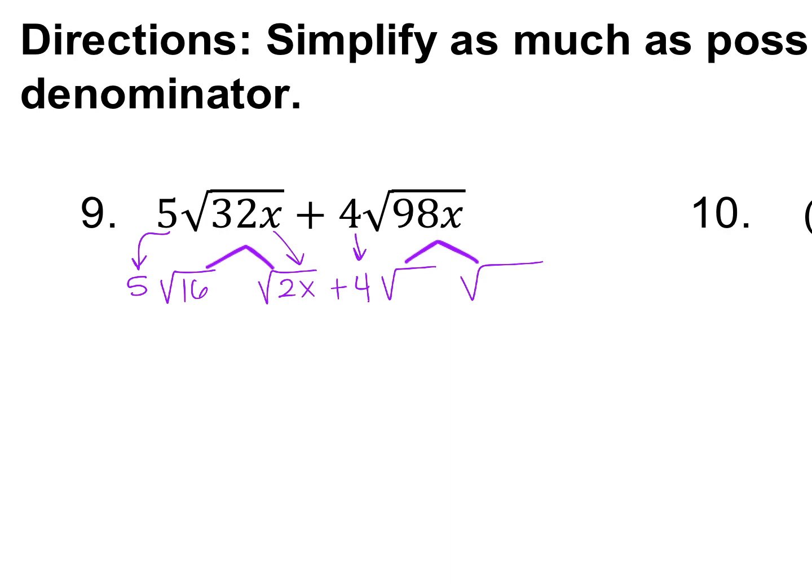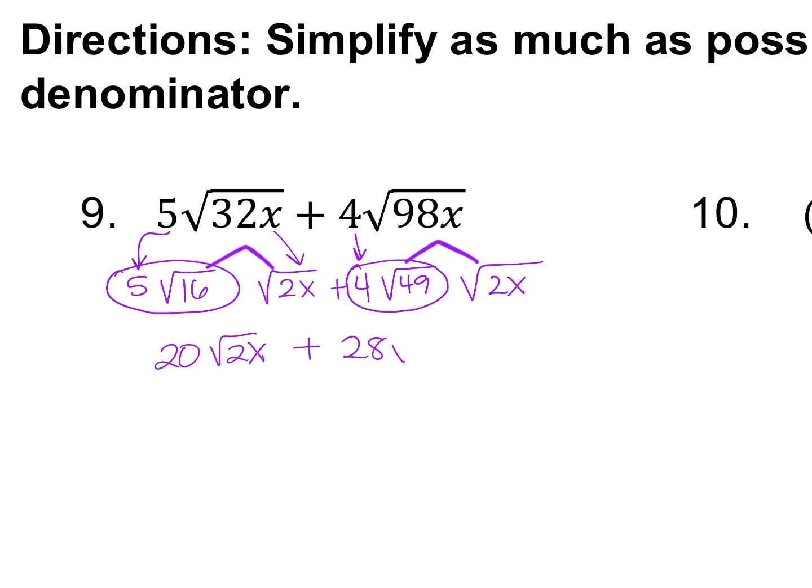98 is divisible by the perfect square 49, which leaves us with 2x. So simplify that. 5 times the square root of 16 is 5 times 4, so 20 times the square root of 2x, plus this is 4 times 7, so 28 times the square root of 2x, and when you simplify that, you get 48 times the square root of 2x.